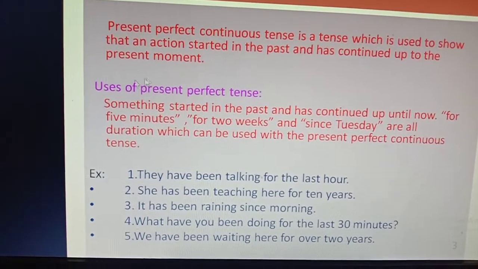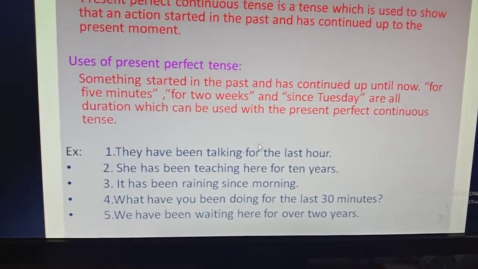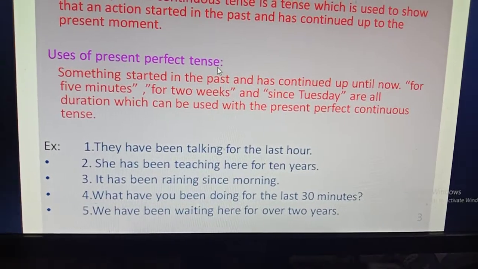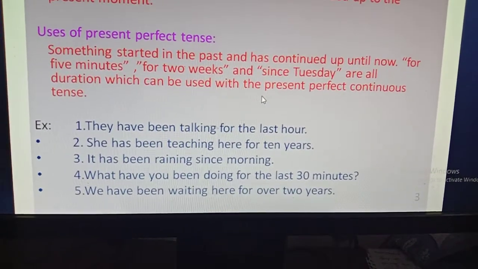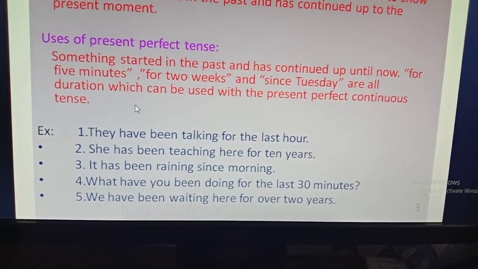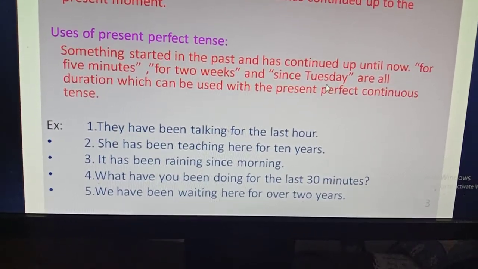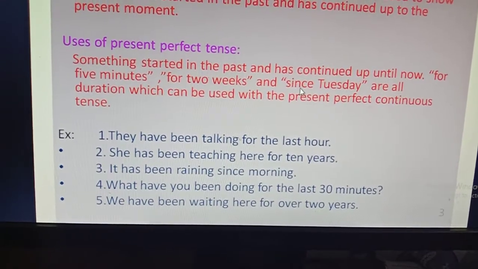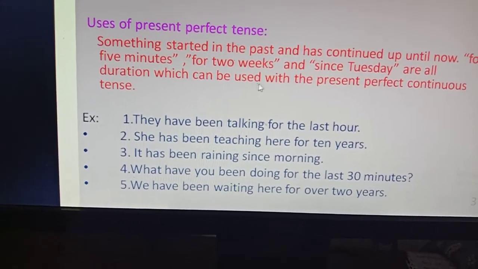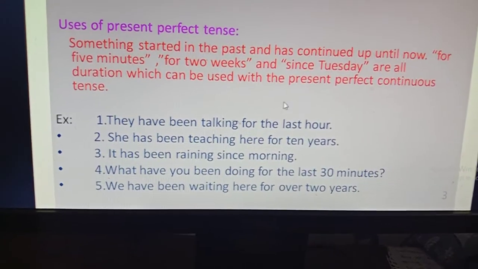Okay. Here I have written the uses of present perfect continuous tense. Something started in the past and has continued up until now. For 5 minutes, for 2 weeks, and since Tuesday are all durations which can be used with the present perfect continuous tense. Boys, when you are mentioning the name of a month or day, you have to write since. And when you write about the amount of time, you have to write for. That means for 5 minutes, for 2 weeks. All of them are durations which can be used with the present perfect continuous tense.